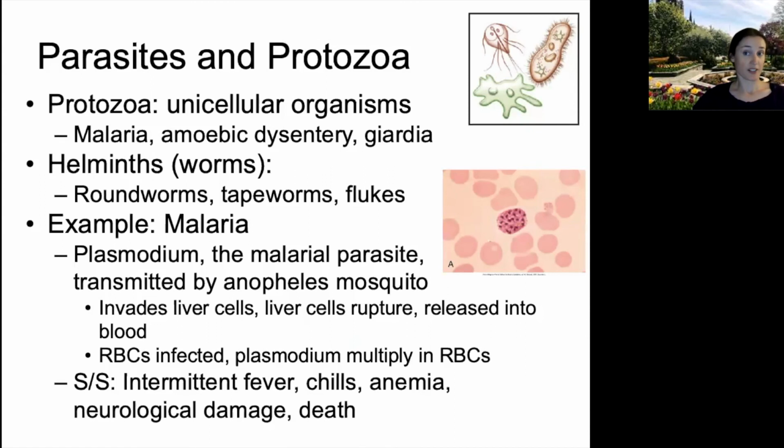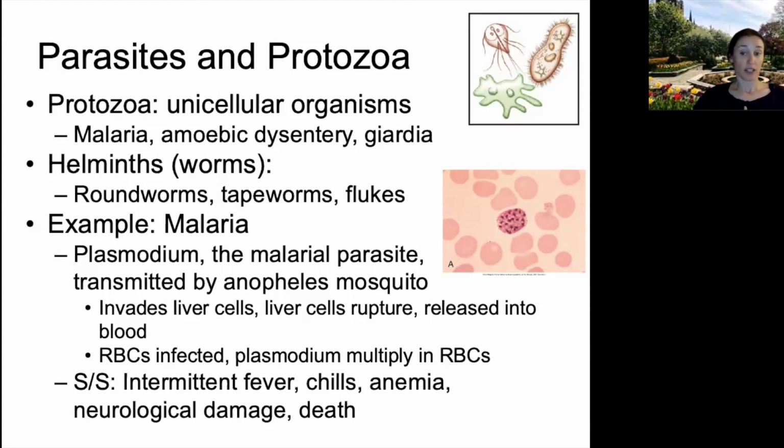There are also parasites and protozoa. A protozoa is a unicellular organism such as malaria, amoebic dysentery, or giardia. There are also parasites like helminths or worms, such as roundworms, tapeworms, or flukes. And you can have a parasite such as malaria.